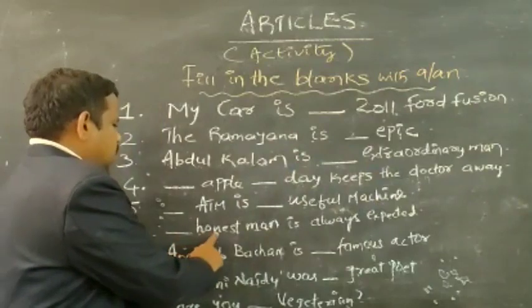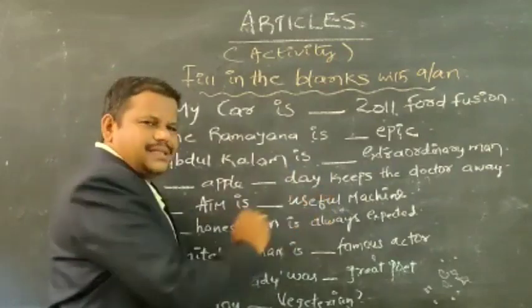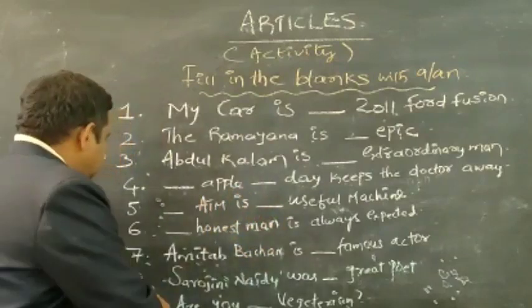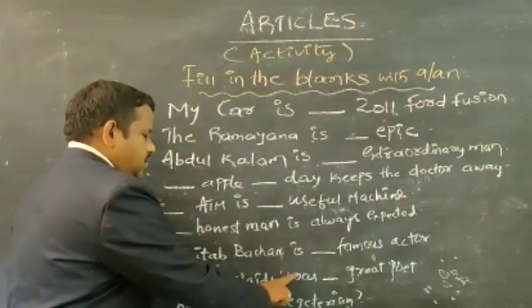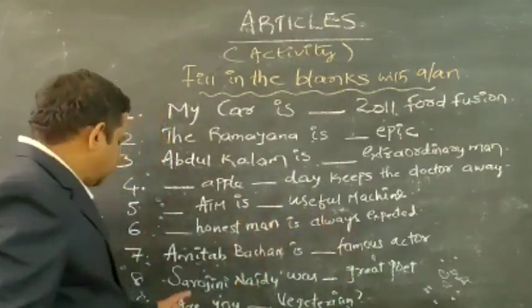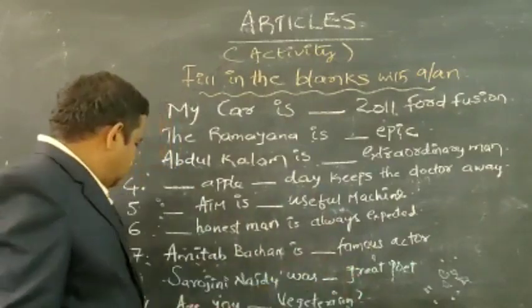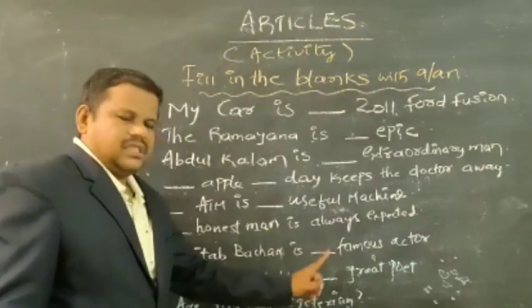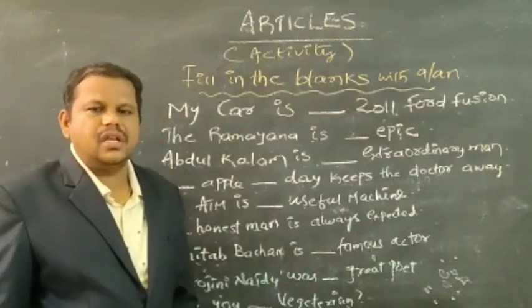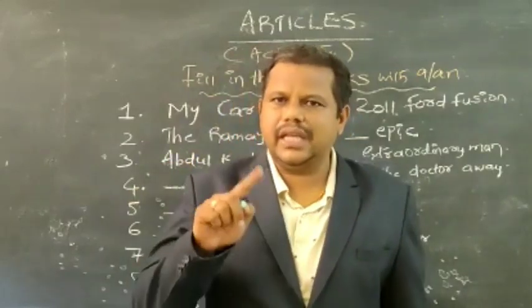The sixth one, dash honest man is always expected. Seventh one, Amitabh Bachchan is dash famous actor. Eighth one, Sarojini Naidu was dash great poet. And the ninth one, are you dash vegetarian? Question mark. The last one, am dash teacher. Now write down the appropriate indefinite article in the fill in the blanks with a and an.